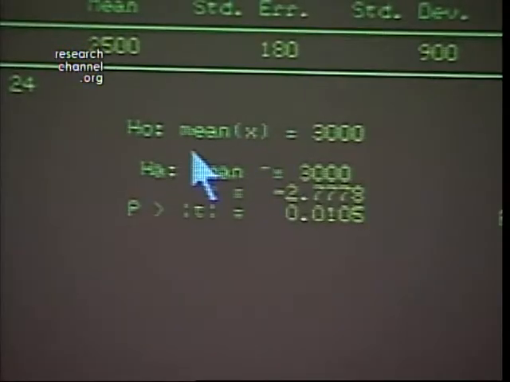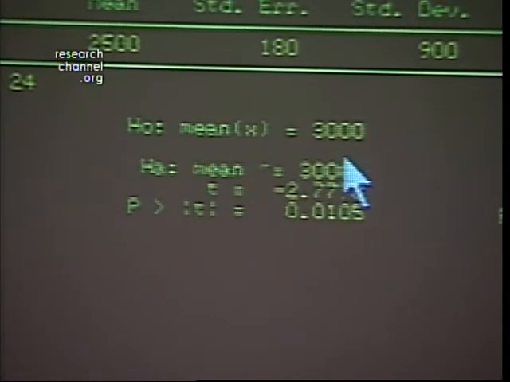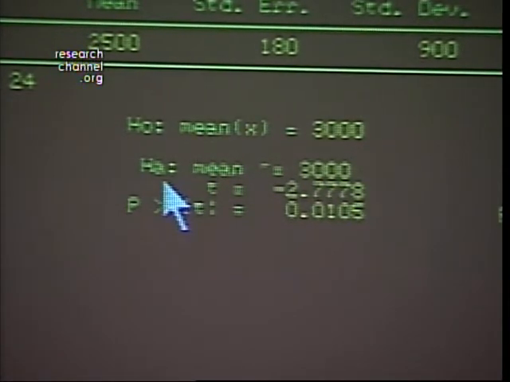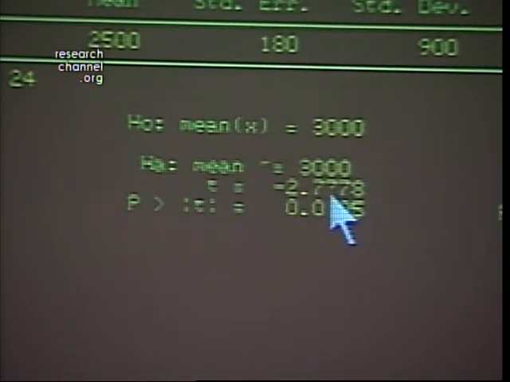We could set up a null hypothesis that the true population mean is equal to 3,000. Stata doesn't know how to print Greek symbols, so this is the null hypothesis that mu equals 3,000 versus an alternative that the mean is not equal to 3,000.